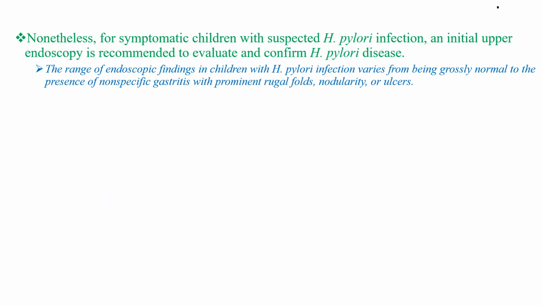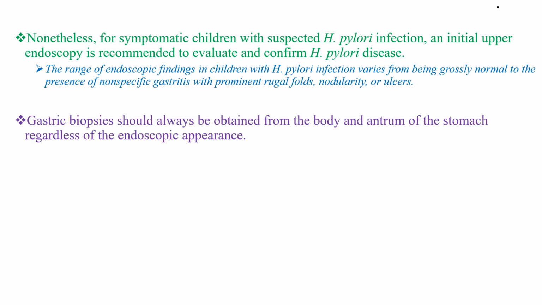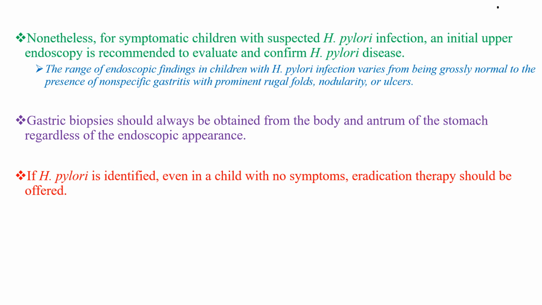Nonetheless, for symptomatic children with suspected H. pylori infection, an initial upper endoscopy is recommended to evaluate and confirm H. pylori disease. The range of endoscopic findings in children with H. pylori infection varies from being grossly normal to the presence of non-specific gastritis with prominent rugal folds, nodular regions, or ulcers. Gastric biopsy should also be obtained from the body and antrum of the stomach, regardless of the endoscopic appearance. If H. pylori is identified, even in a child with no symptoms, eradication therapy should be offered.